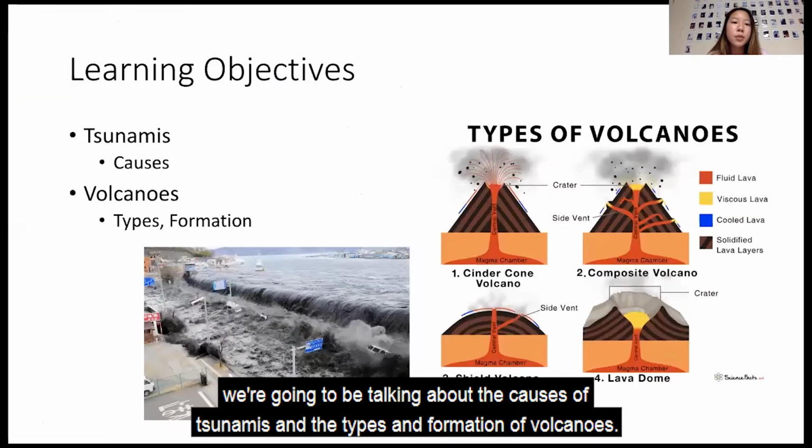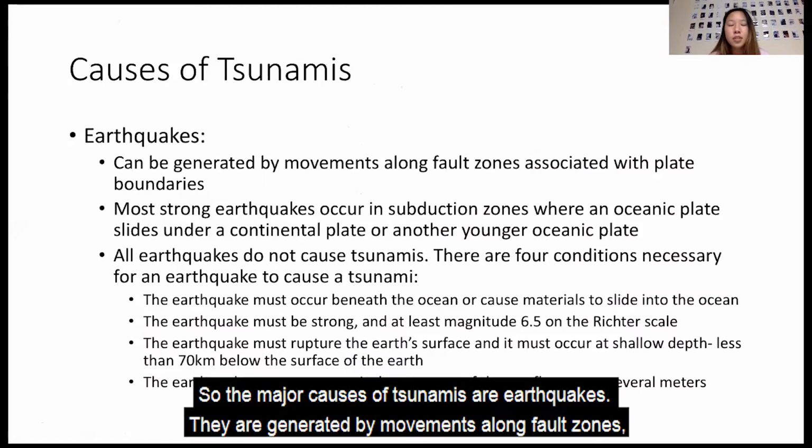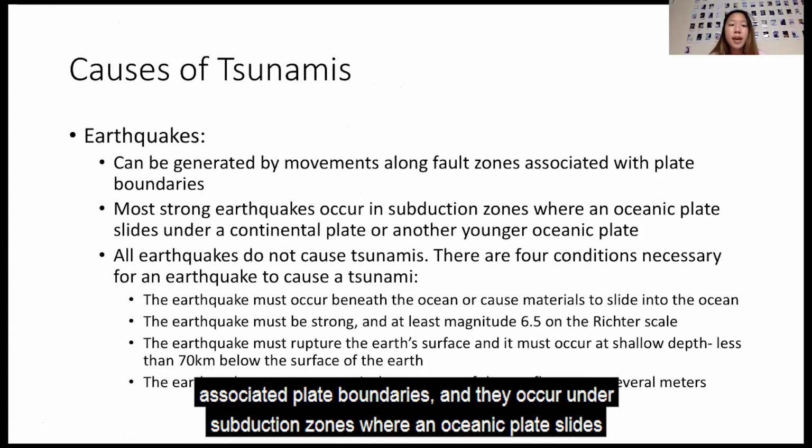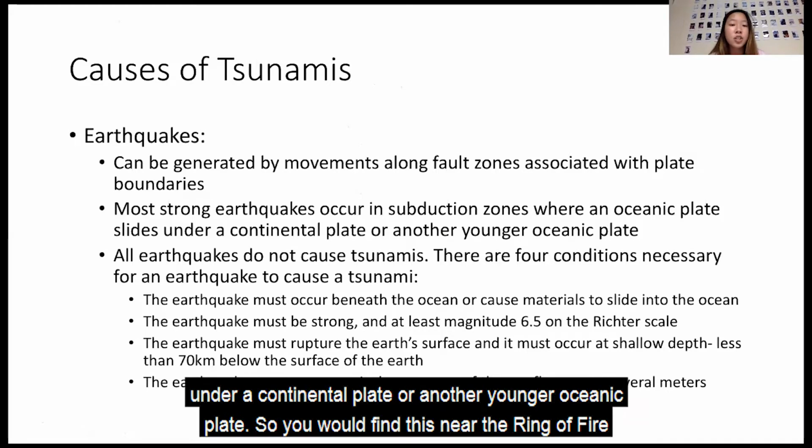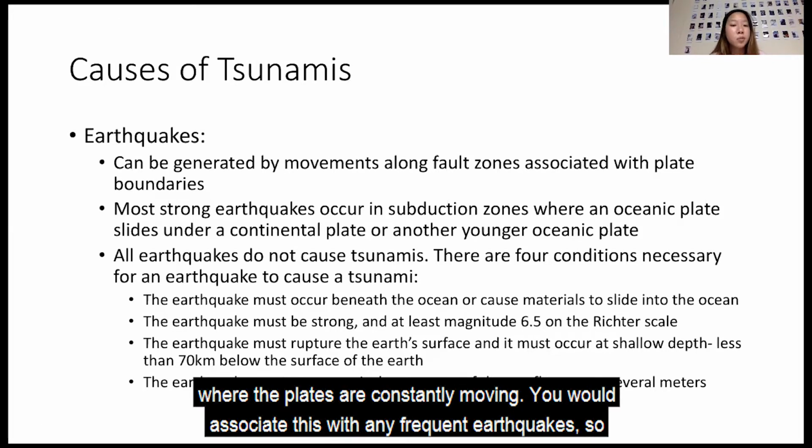All right, so today we're going to be talking about the causes of tsunamis and the types and formation of volcanoes. So the major causes of tsunamis are earthquakes. They are generated by movements along fault zones associated with plate boundaries, and they occur under subduction zones where an oceanic plate slides under a continental plate or another younger oceanic plate. So you'd find this near the Ring of Fire, where the plates are constantly moving. You would associate this with any frequent earthquakes.